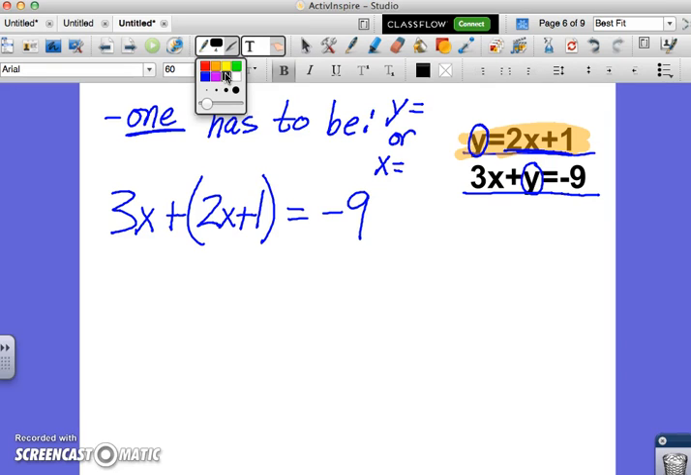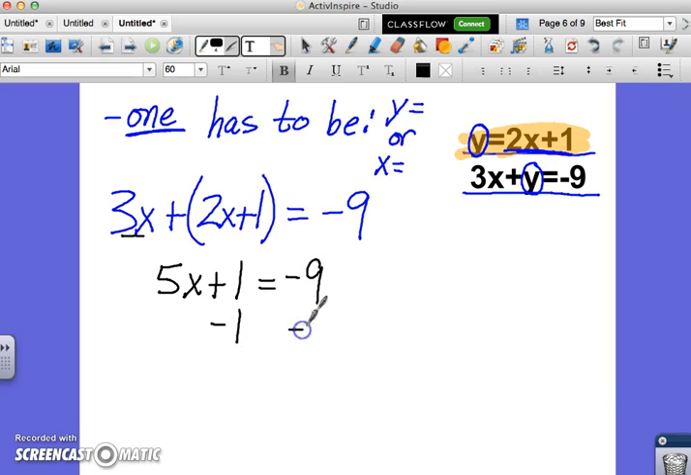So that's substitution. You've been doing this now for a couple of years in classes, so now all we're going to do is solve for it. Look, we've only got one variable now, so it's pretty easy. So now we're going to combine like terms. We're going to solve for this variable. So 3x plus 2x, that means we've got 5x plus 1 now equals negative 9.